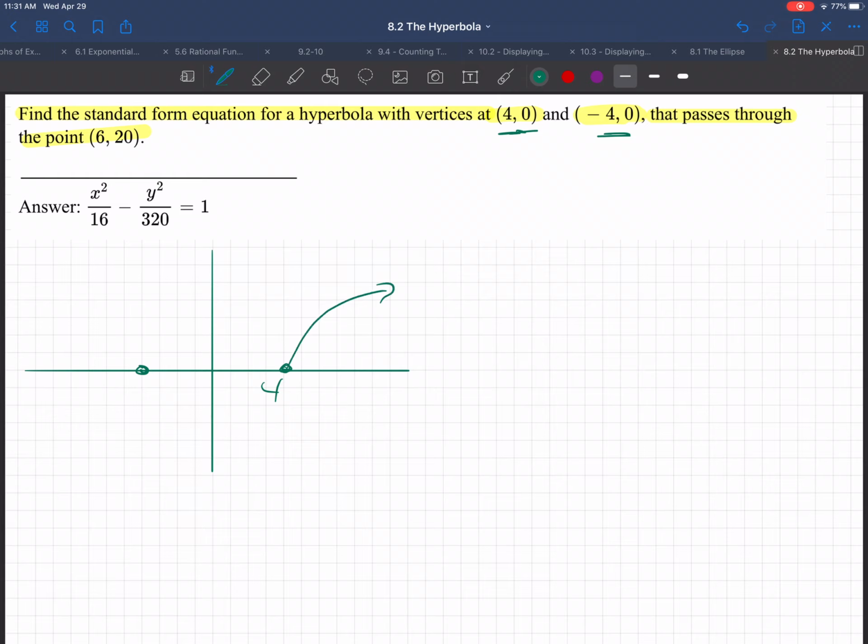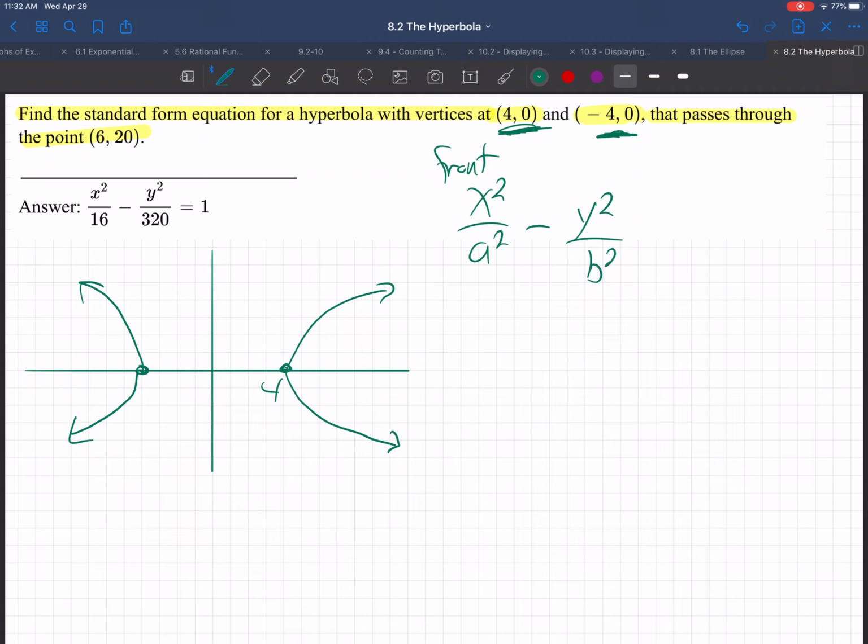So the branches must be going right and left. So this must be a right-left hyperbola, not an up-down hyperbola, because the vertices are sideways. So that means the equation has x squared in the front, not y squared, over a squared minus, a hyperbola always has a minus. Must be generally like that.